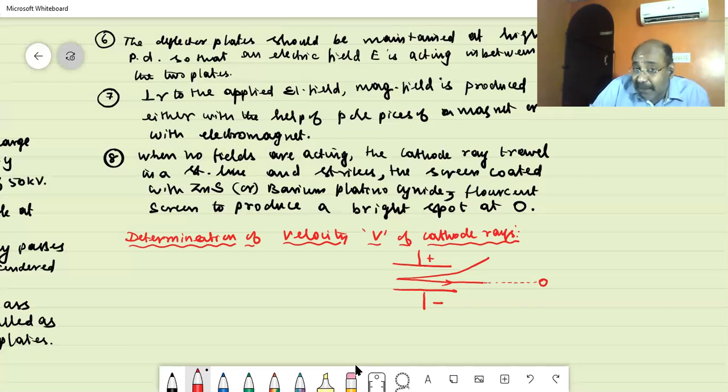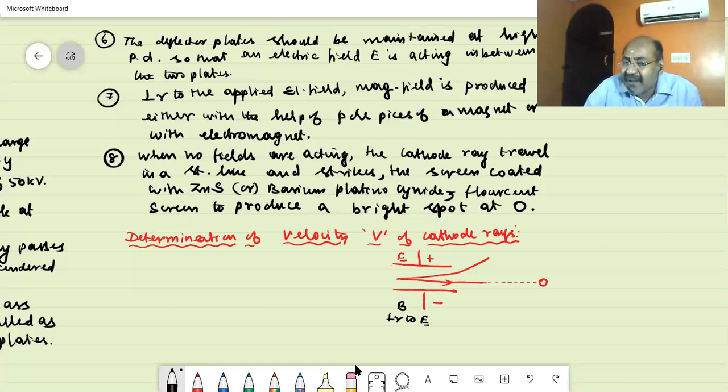But when I am applying a potential difference between the two plates, so that an electrical field E is applied, then because of this electrical field, the electron beam will be deflected towards the positive end. Now, for this fixed electrical field, you apply a magnetic field B perpendicular to the electrical field E.